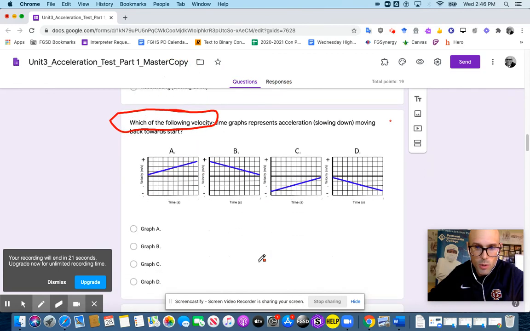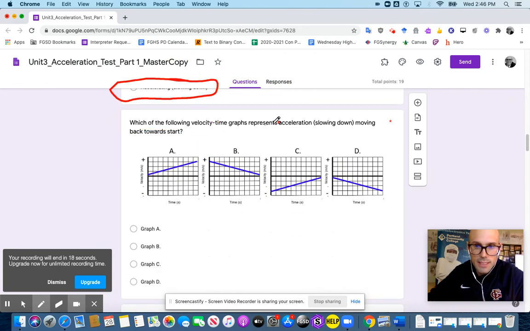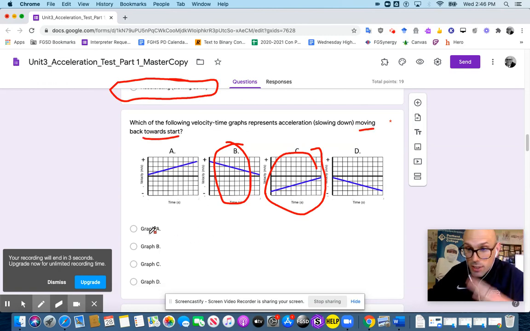Let's see if we can do one more. Down here, which of the following velocity time graphs represents acceleration, slowing down? Oh, it's this one. That one's slowing down. This one's also slowing down. Oh, but it also asks us moving back towards the start. Bad, my bad. I'll talk about that in the next video.